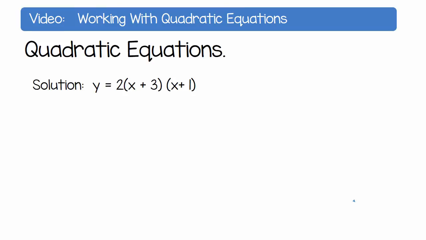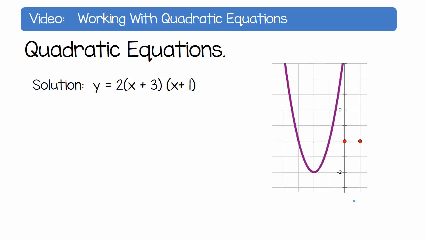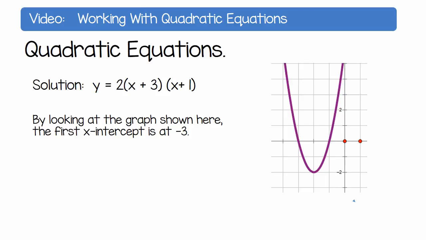Now, let's look at the solution for the function y equals 2 times (x plus 3) times (x plus 1). By looking at the graph shown here, the first intercept is at -3. The second intercept is at -1.